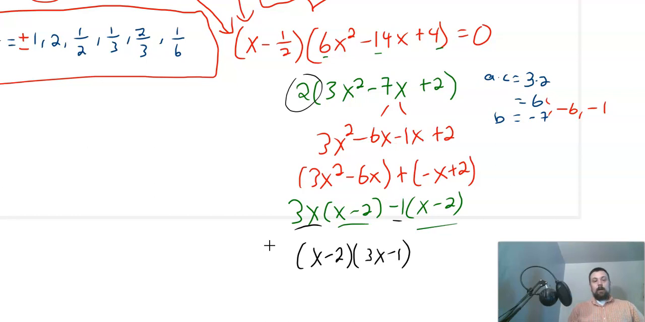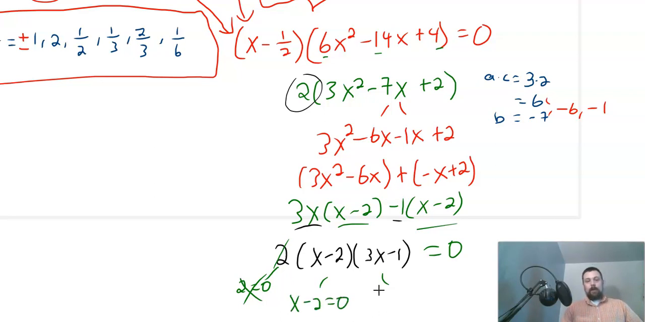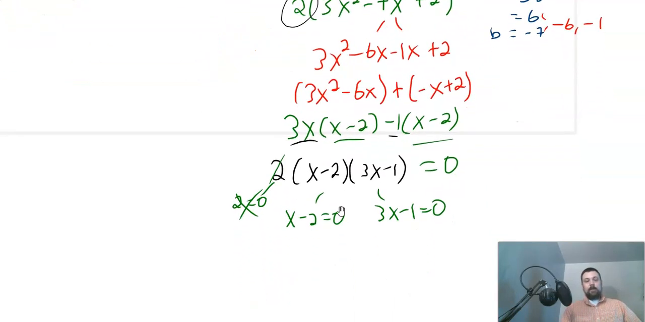Now there is a 2 here, but that 2 contributes nothing in terms of solving the equation, right? We're still trying to find when this is equal to 0. We set each factor equal to 0, but setting the 2 equal to 0 doesn't give us any solutions. You just get something false. So really that 2 is kind of useless. You can ignore it. You want to set each factor with a variable equal to 0. So we'll have x minus 2 equals 0 and 3x minus 1 equals 0. And then you solve for x in each case, and this will give us our other two roots, right?